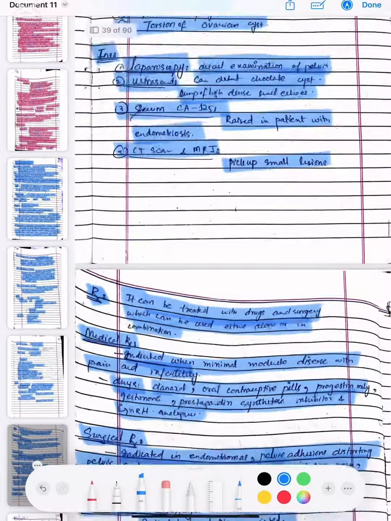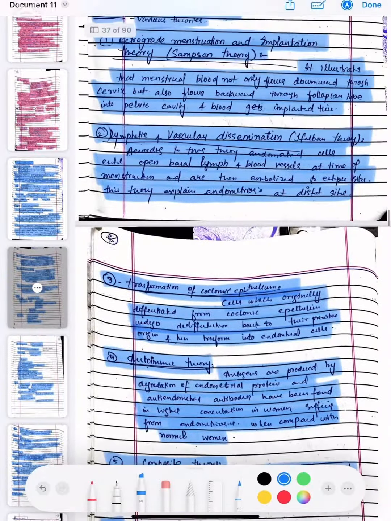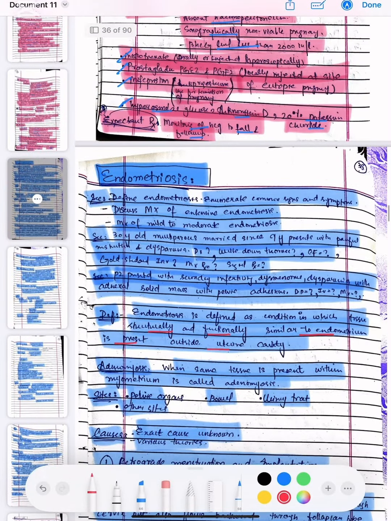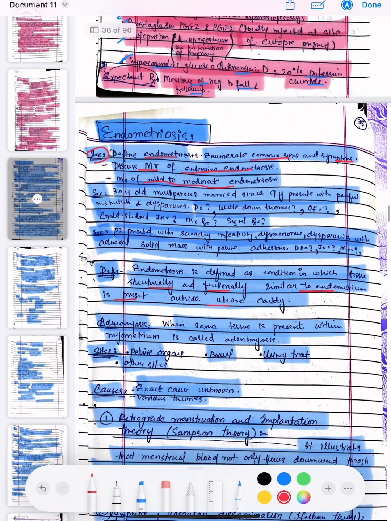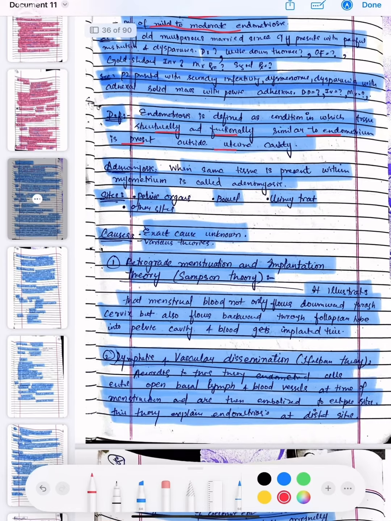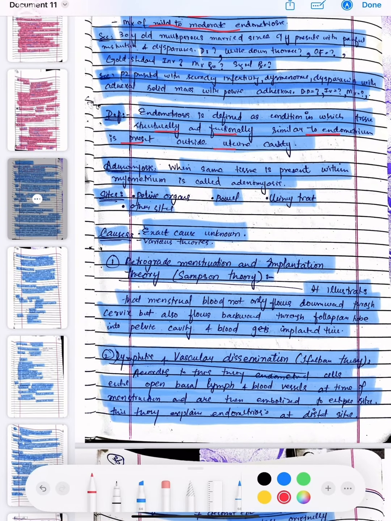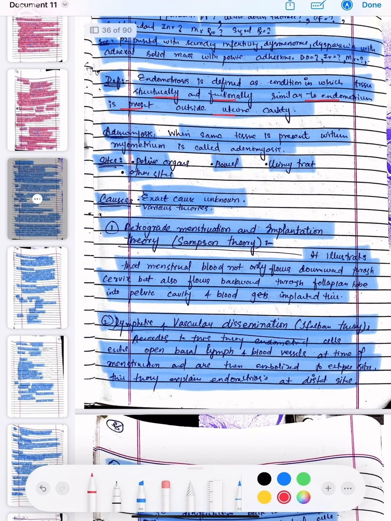So we have discussed the topic of endometriosis. First, we discussed the scenario that defined endometriosis, enumerated the common causes and symptoms, the management, the management of extensive endometriosis, and the management of mild to moderate endometriosis. The definition is that it is a condition in which tissue structurally and functionally similar to endometrium is present outside the uterine cavity. Then what is adenomyosis? It is when this tissue is present within the myometrium.